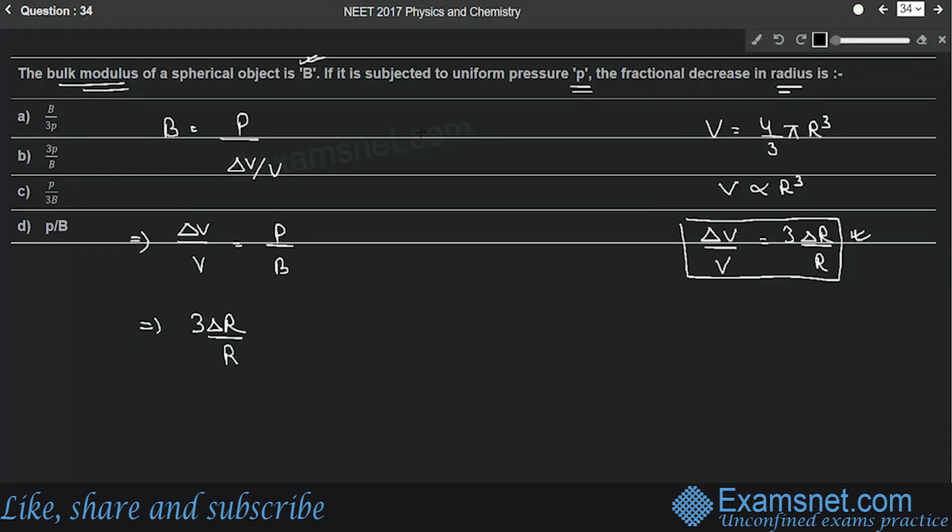Delta R by R is what? It is the fractional decrease in radius, right? So that we have to find. We have to find the value of delta R by R. So delta R by R will be equal to P by 3B. That means option C will be the correct answer.